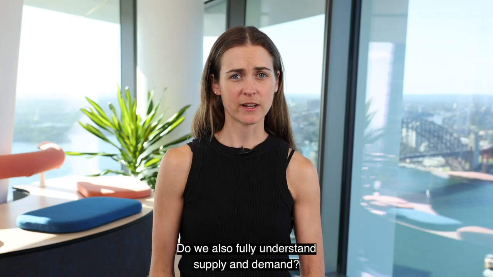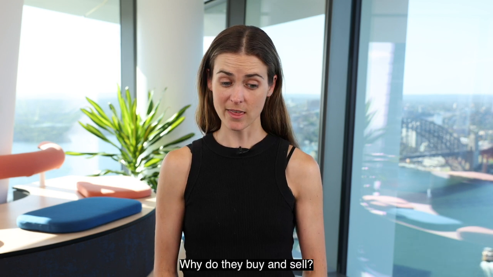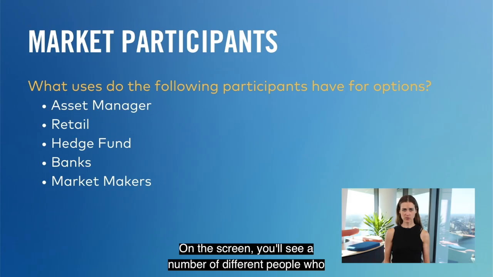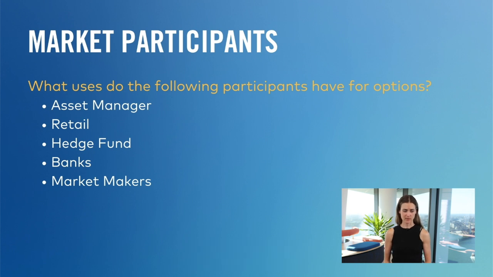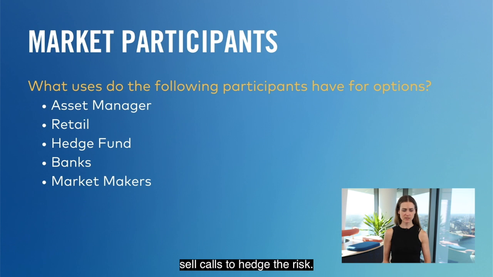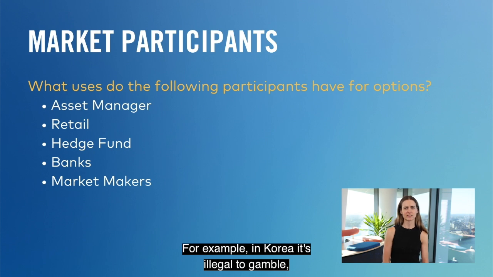Do we also fully understand supply and demand? Why is there supply and demand imbalances? When do they buy and sell? Why do they buy and sell? And who is buying and selling? On the screen, you'll see a number of different people who might buy or sell for different reasons. Asset managers will generally be long stocks, so they might sell calls to hedge their risk. Retailers might buy options for completely different reasons. For example, in Korea, it's illegal to gamble, so they will often come in and just punt on the direction of the stock on the day.